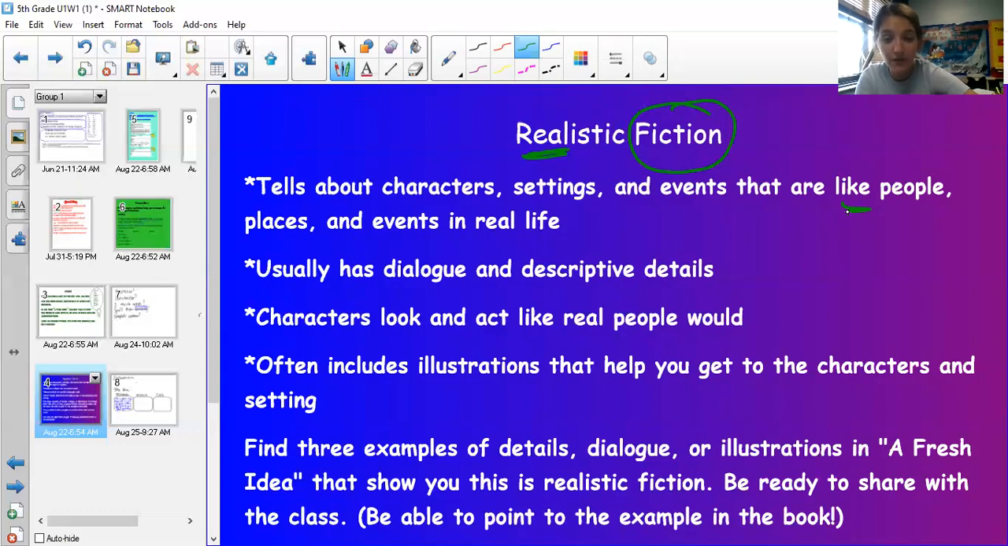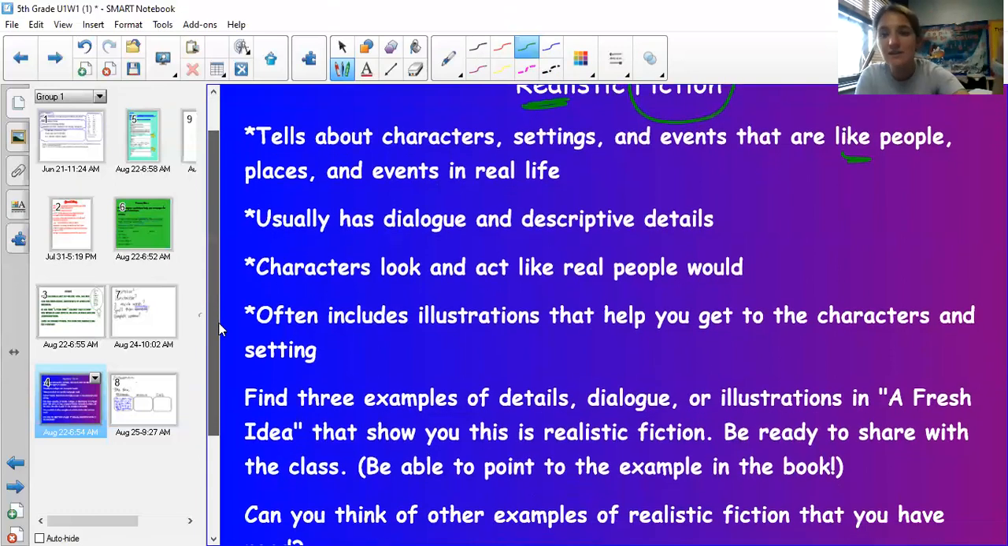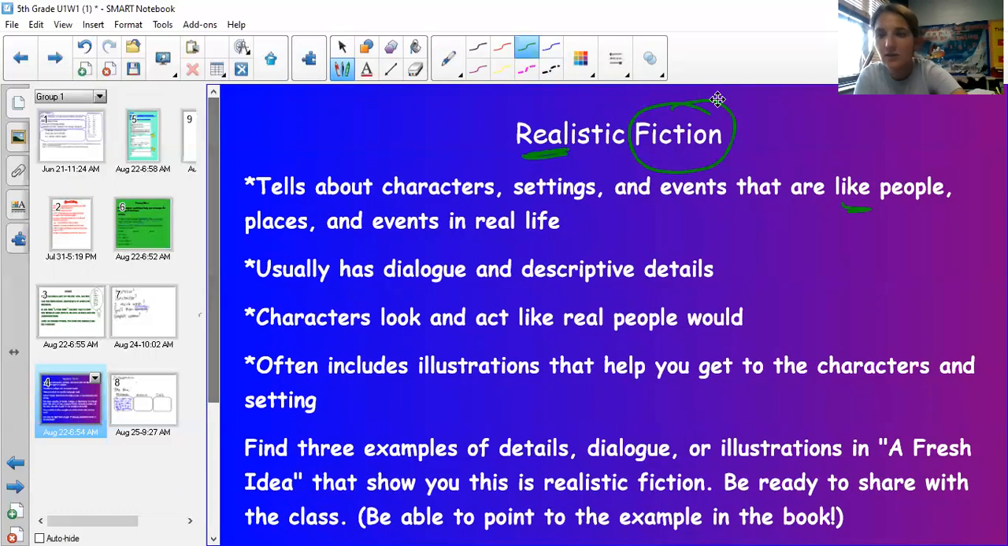Often includes illustrations that help you get to the characters. Setting. Oh, my computer's almost dead. We're all right. We'll make it. Okay. To help you understand that character. So when you see those pictures, that gives you a better idea of, oh, this is what they're helping us visualize. So let's go ahead and look at the example here.